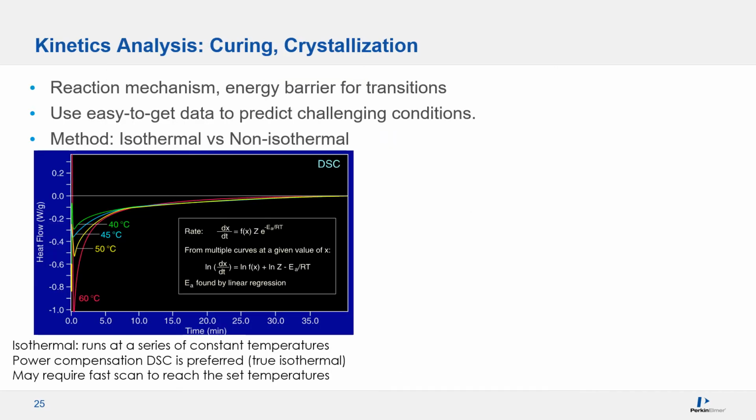The next popular use of the DSC is kinetic analysis. It's another powerful tool for the study of curing, crystallization, or other reaction mechanisms. Some users are actually doing this every day to predict the reactions under extreme conditions. Those conditions are either too hard to realize or take too long to finish a test. You can normally do this in two ways. One is done isothermally at a series of temperatures, for example, curing a sample at 40, 45, 50, 60 degrees C.